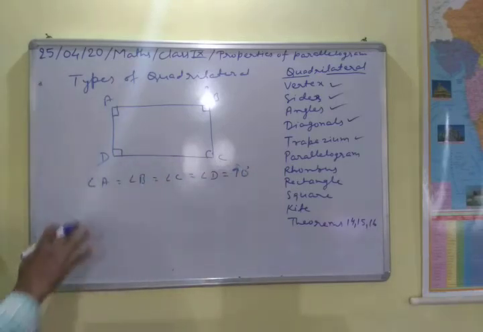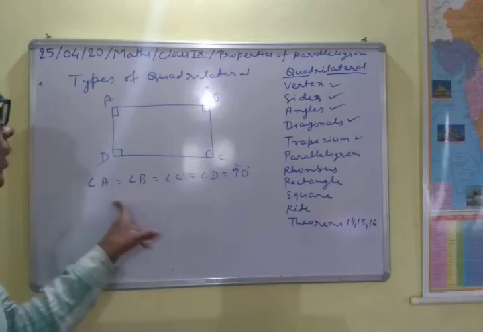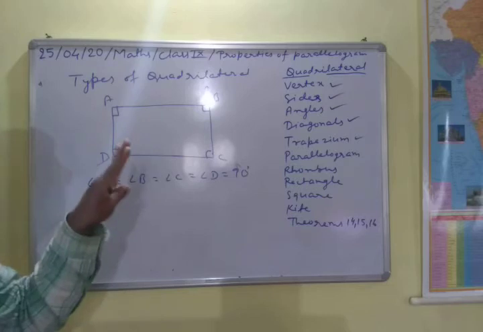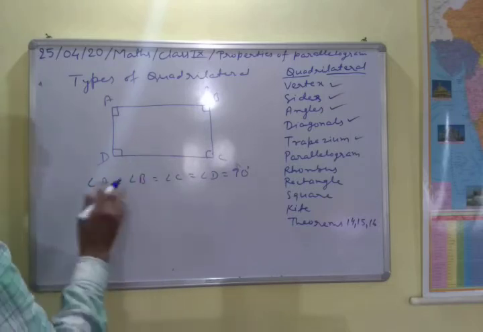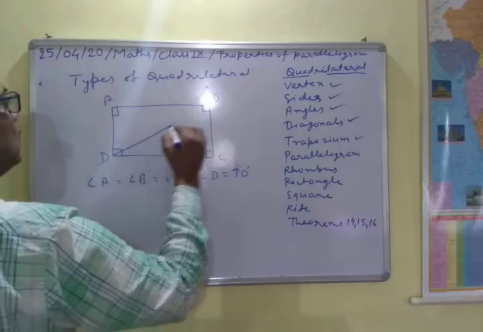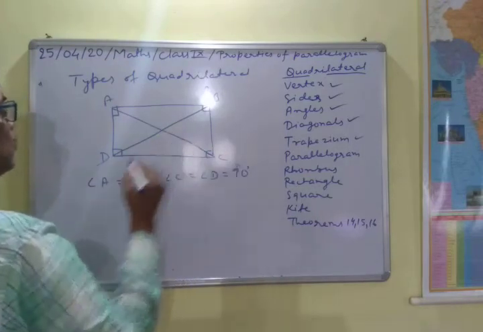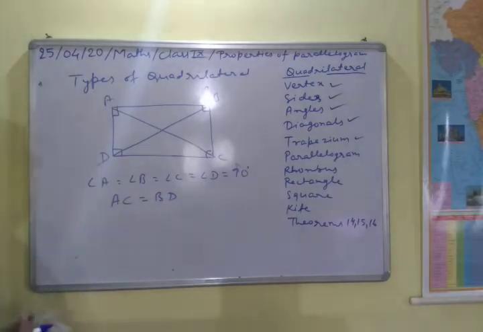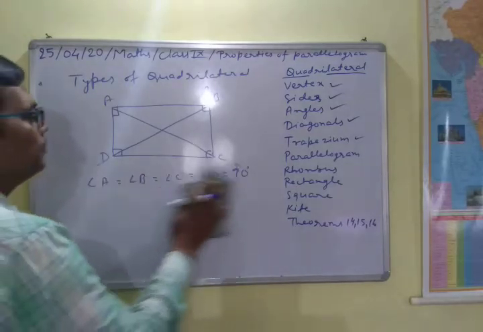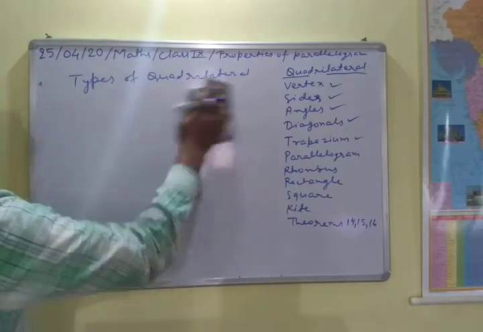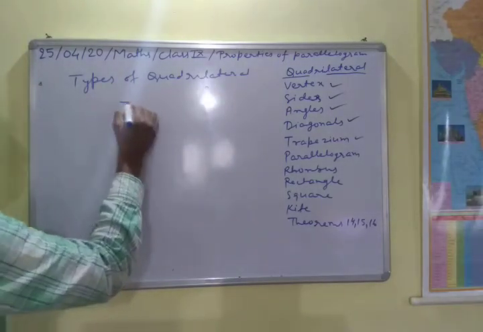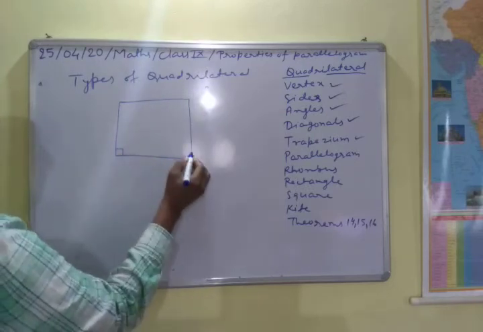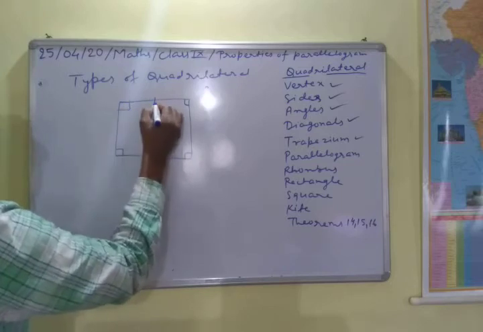By this property we can identify that any quadrilateral is a rectangle. So in the rectangle you must have all the angles equal to 90 degree, and in the rectangle also the diagonals are equal. In this case you have AC equal to BD. So this is the property of a rectangle. Then next is the square. In a square all the sides are equal and each angle is a right angle. So each angle is a right angle and each side is equal.